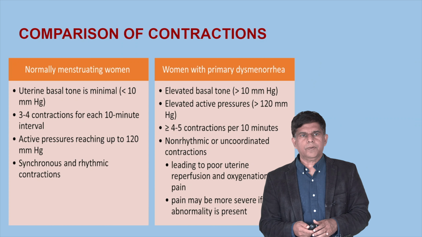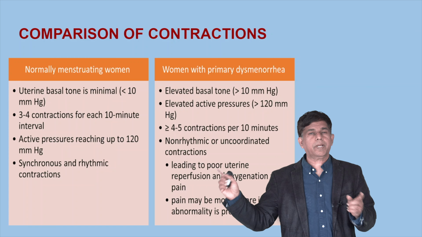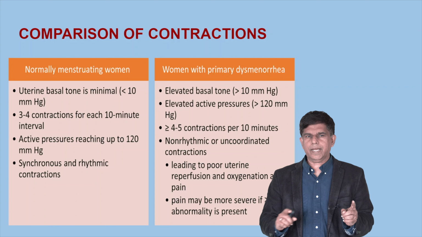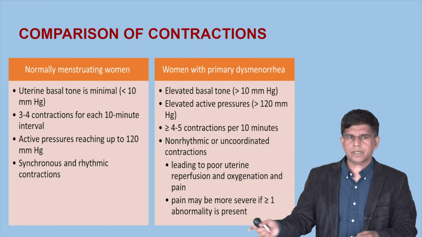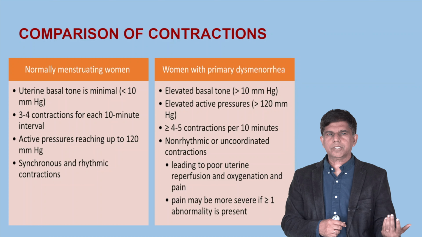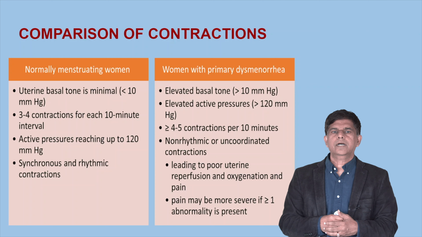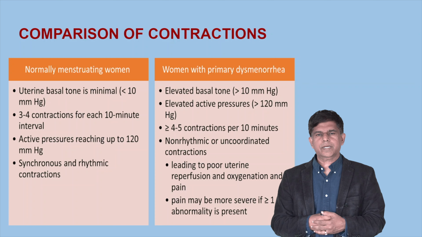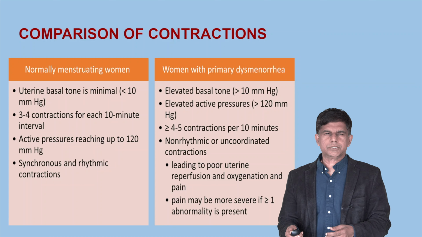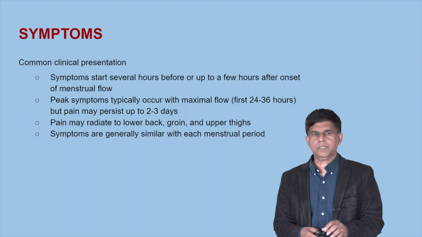released, okay? So, comparing the contractions in normal menstruating women and women with primary dysmenorrhea: uterine basal tone is minimal, less than 10, versus greater than 10. There are 3 to 4 contractions in each 10-minute interval, versus 4 to 5 contractions. Active pressure reaches up to 120 with synchronized and rhythmic contractions in the normal menstruating woman, while the other is non-rhythmic, leading to poor uterine reperfusion and oxygenation. Pain may be more severe if more than one abnormality is present. Just remember the differences between normal menstruating women and women with primary dysmenorrhea.